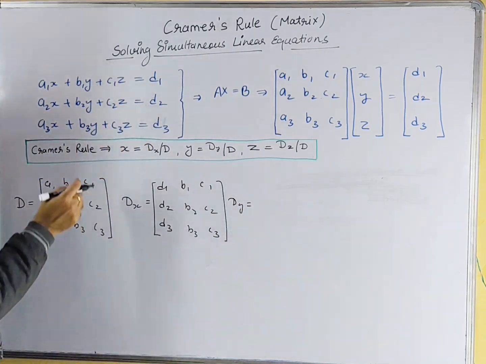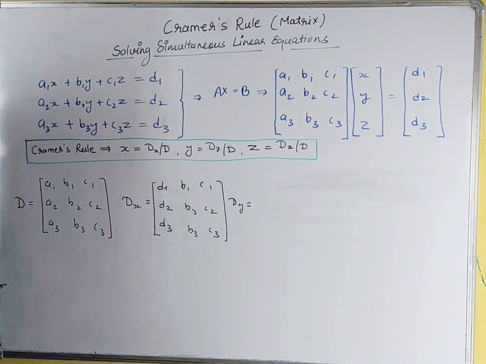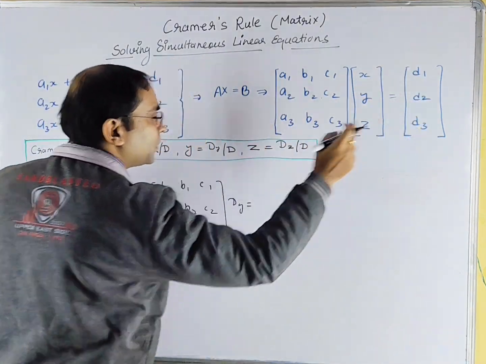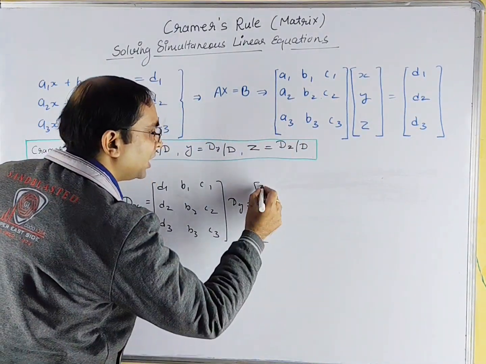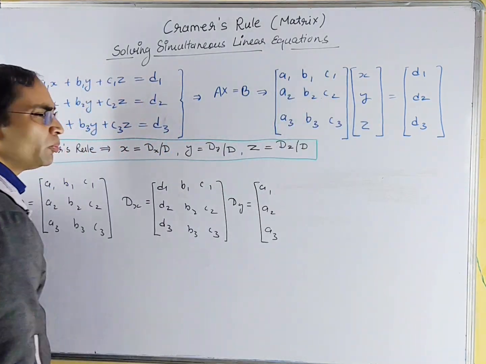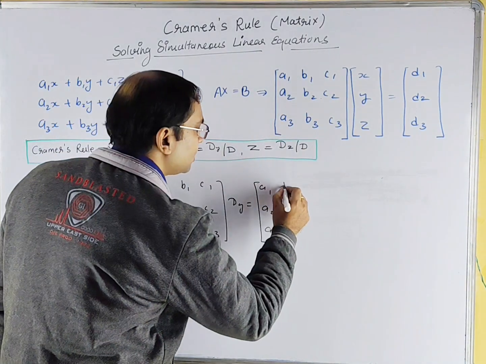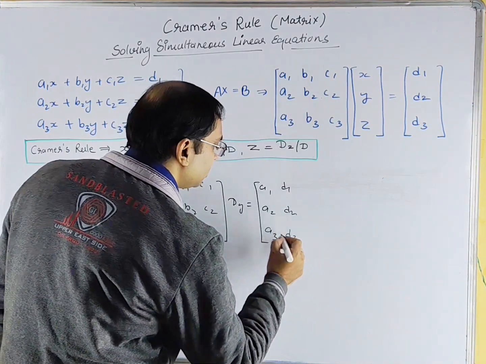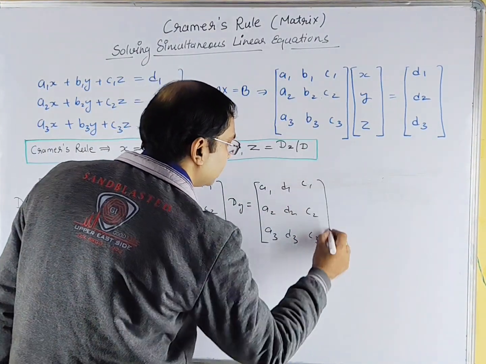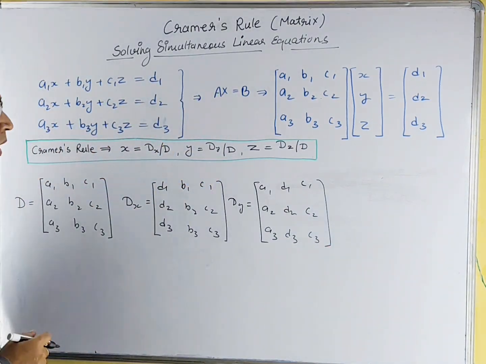Similarly, dy. We can see the y is represented by the second column. So we will replace the coefficients of the second column by the solution values. So here this will be a1, a2, a3, and now b1, b2, b3 will be replaced by d1, d2, d3. Then the c1, c2, c3 will be the same.